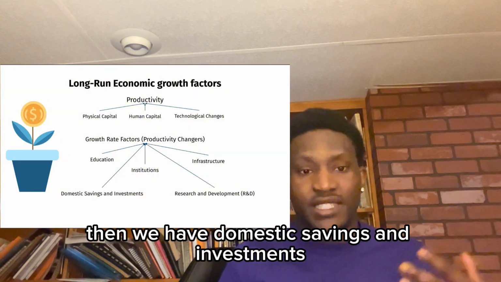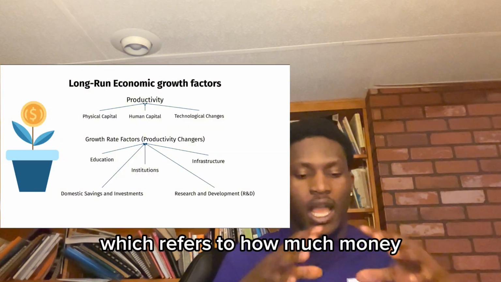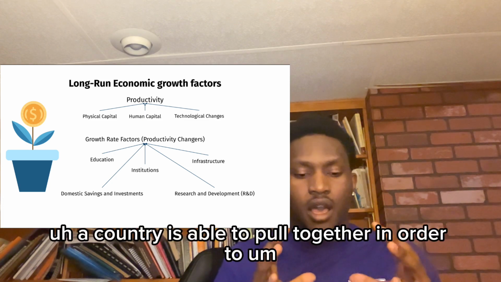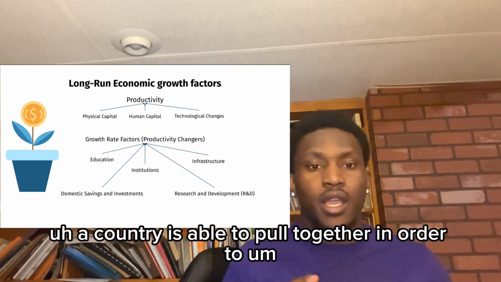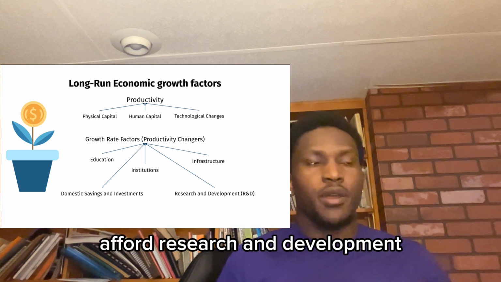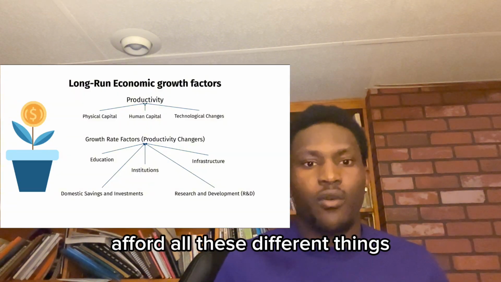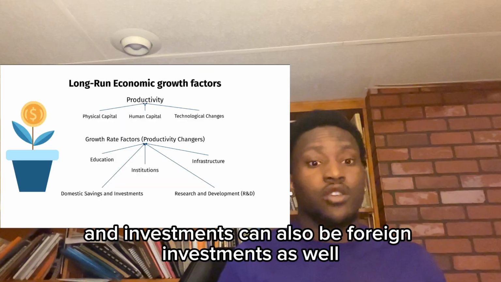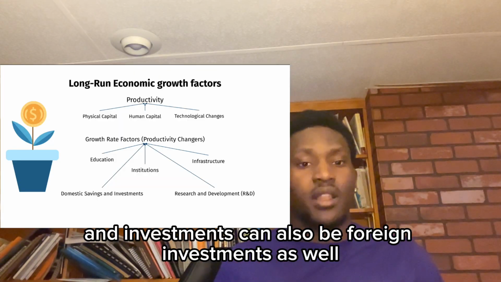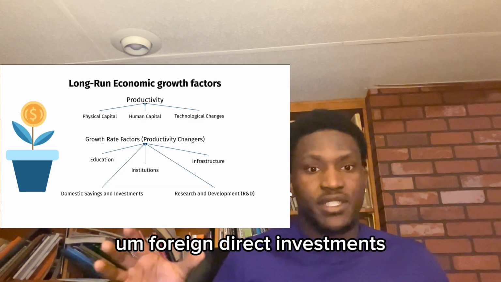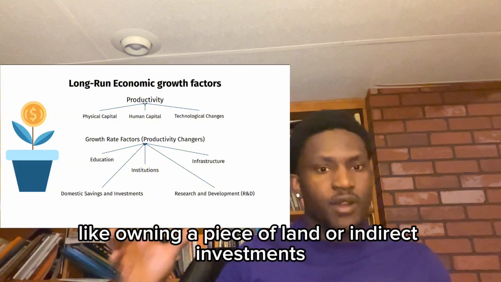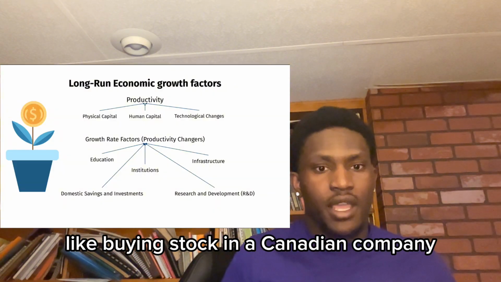Then we have domestic savings and investments, which refers to how much money a country is able to pool together in order to afford research and development, afford buying new equipment, afford all these different things. And investments can also be foreign investments as well. Foreign direct investments like owning a piece of land, or indirect investments like buying stock in a Canadian company.